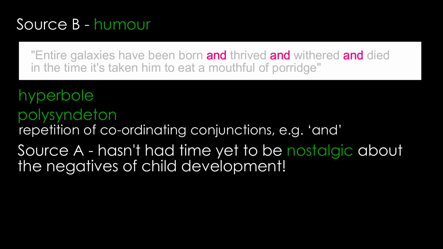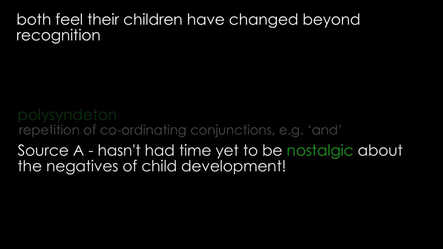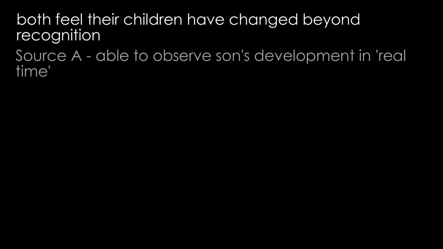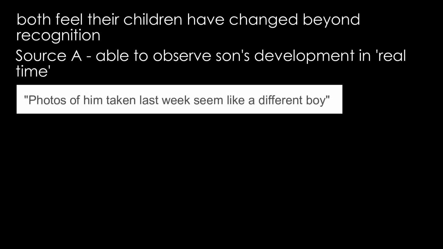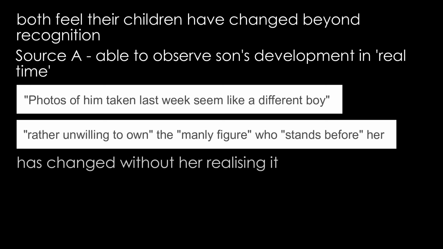Both writers consider the way in which they feel their children have changed both physically and cognitively beyond recognition. Heritage, with the benefit of a modern technology that allows frequent and casual snapshots to be taken, is able to observe his son's development in real time, as he remarks that photos of him taken last week seem like a different boy. By contrast, the Victorian mother, when her son is in front of her, confesses that she is rather unwilling to own or acknowledge the manly figure as her son, as he has changed so much without her realising it.